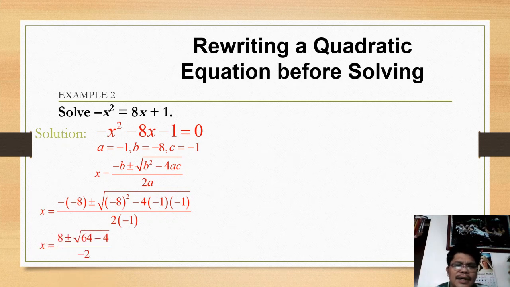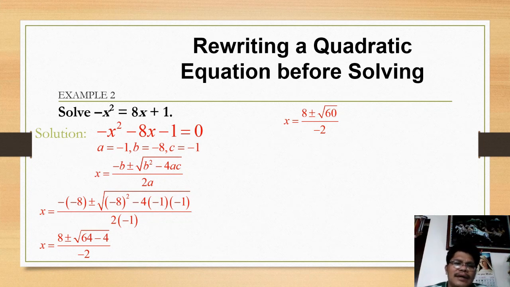So, simplify, so it becomes 8 plus and minus the square root of 64 minus 4. So, why does it become 64? Negative 8 raised to second power, meaning multiply negative 8 by itself, so it becomes 64. And then negative 4 times negative 1 times negative 1, so it becomes negative 4. And then all over 2 times negative 1. So, simplify again, so it becomes 8 plus and minus square root of 60 all over 2. So, why does it become square root of 60? Saan galing yun? Doon yun sa 64 minus 4.